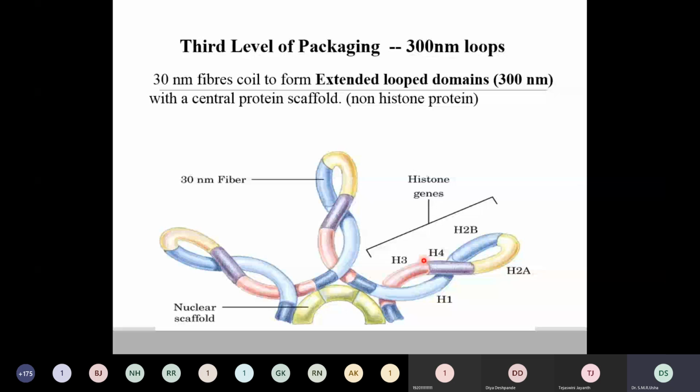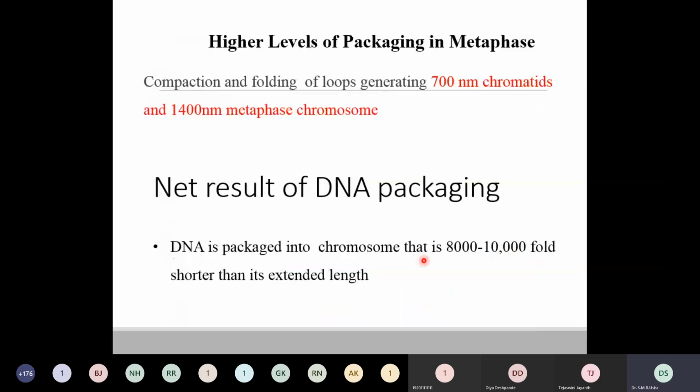Now, all these happen in the non-dividing cells. We call non-dividing cells chromatin. But when the cells prepare to divide, they undergo about 8,000 to 10,000 fold compaction and generate 700 nanometer chromatids, otherwise 1400 nanometer metaphase chromosome.